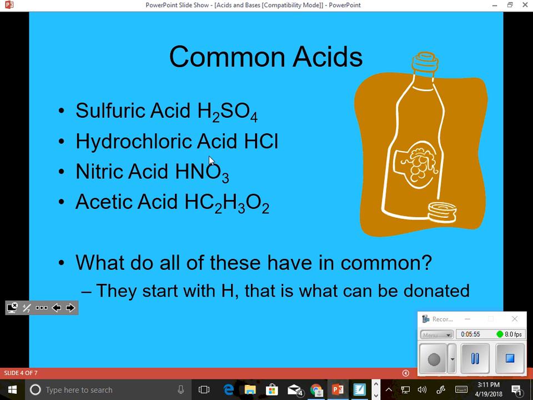They all start with a hydrogen. Now notice in acetic acid there's hydrogens in the middle. The reason why it's not called H4C2O2 is because only this hydrogen here can be donated. Again, that gets into the structure of the molecule, which is beyond what you need to know as a Chem 1 student. So for the most part, as a Chem 1 student, you're looking, does it start with hydrogen? If so, it's an acid.